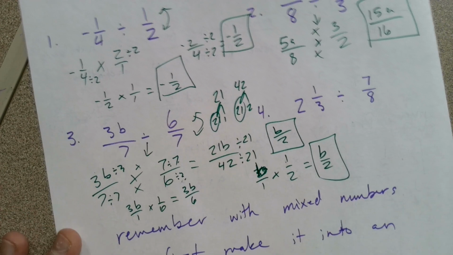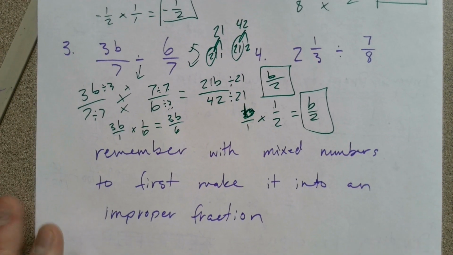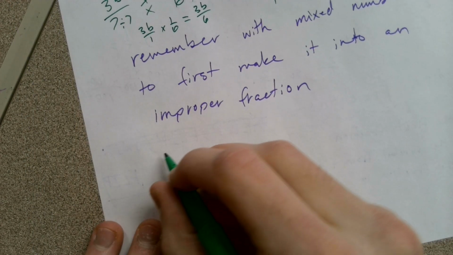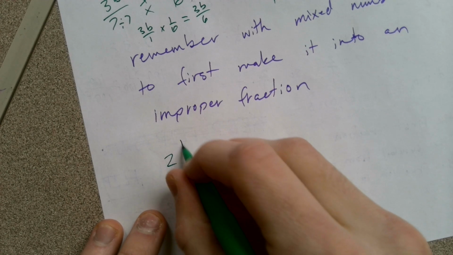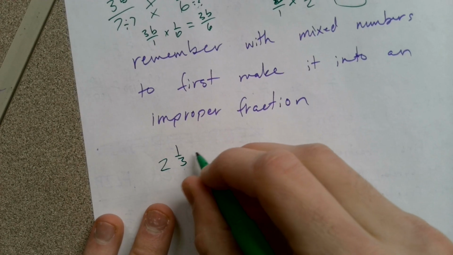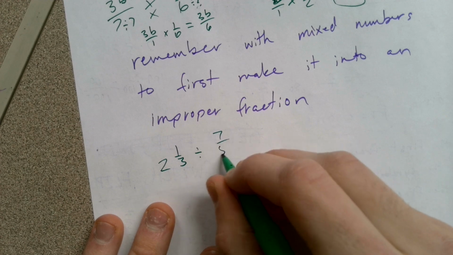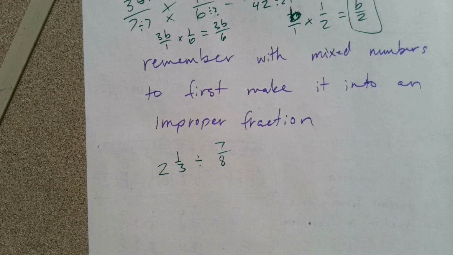All right, last problem for today, actually. Number 4, we have a mixed number here. Remember, with mixed numbers, to first make it into an improper fraction. I'm going to rewrite this down here where I have a little bit more room. 2 1/3 divided by 7 1/8. My first step is to make this mixed number into an improper fraction.